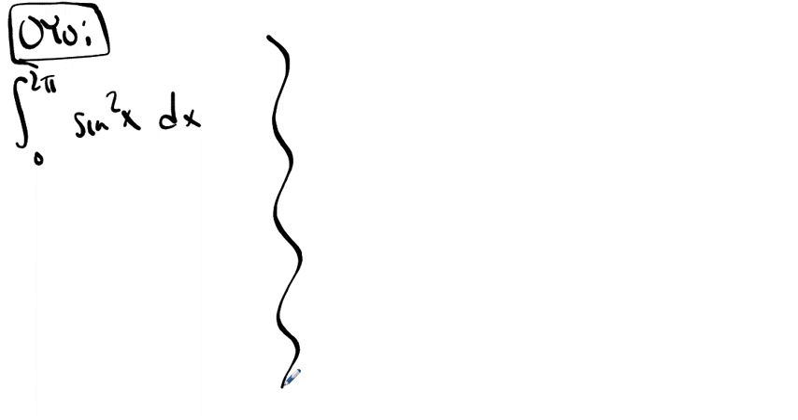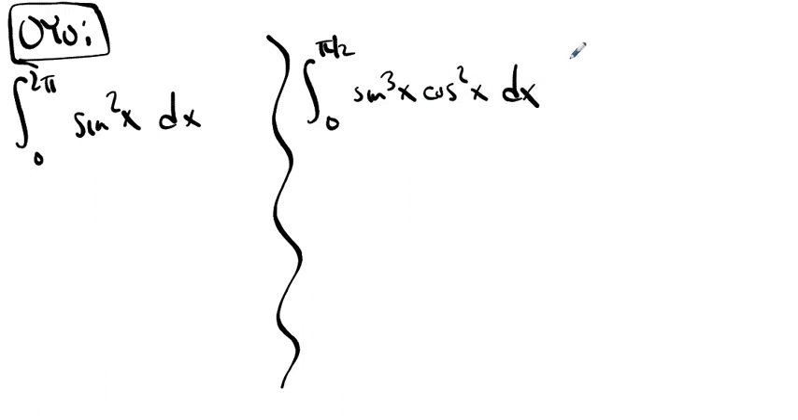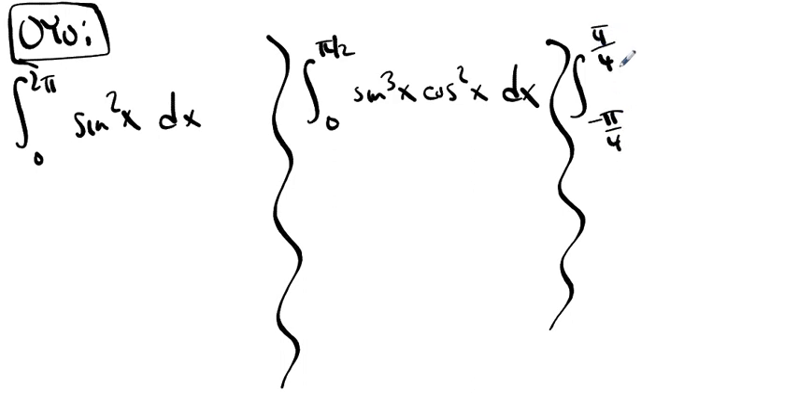The integral from 0 to 2 pi of sine squared x dx. That has to be doable. The integral from 0 to pi over 2 of sine cubed x cosine squared x dx. And the integral from negative pi over 4 to pi over 4 of secant x to the 4th dx. And if it helps you at all, and it probably doesn't, one of the answers is pi, one of the answers is 2/15, and one of the answers is 8/3. And I'll let you figure out which is which.